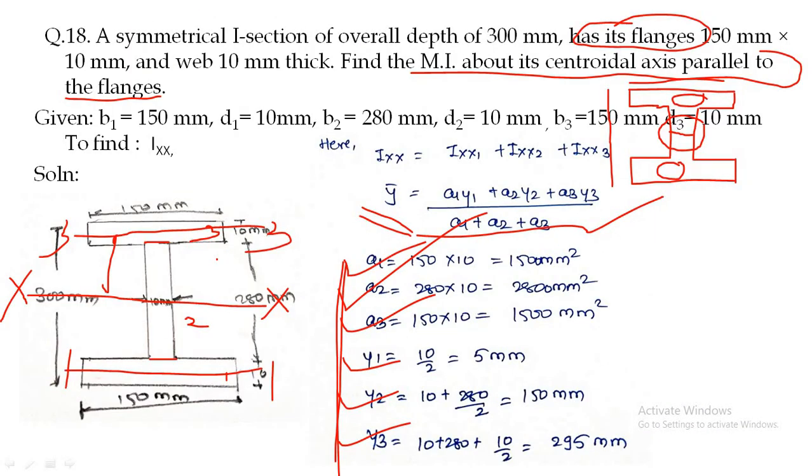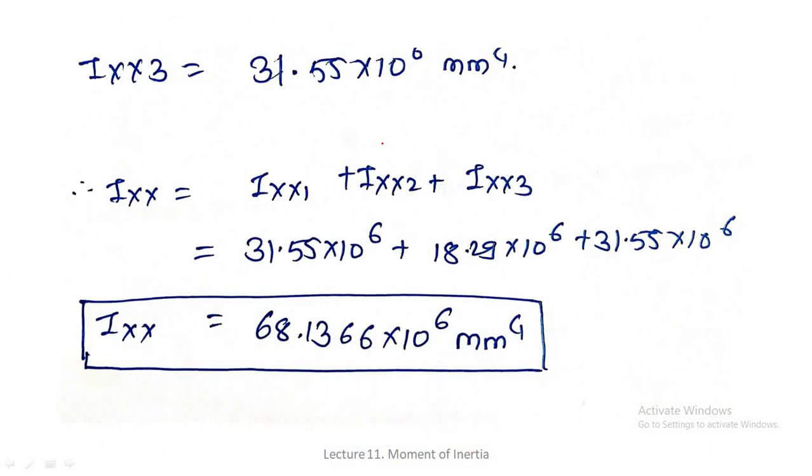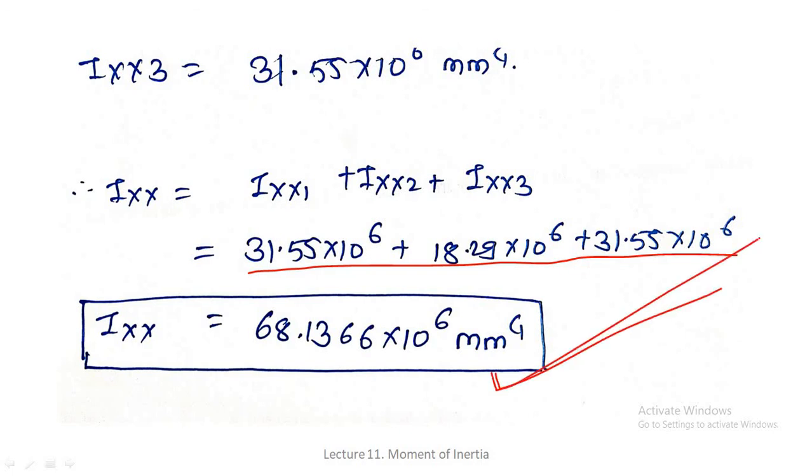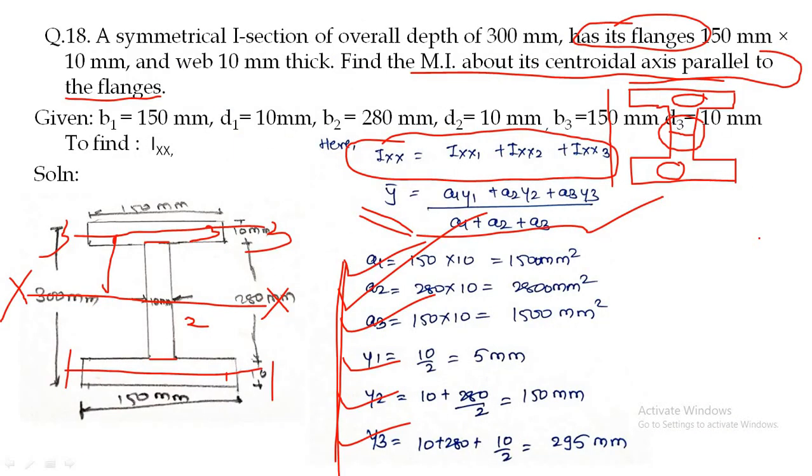Now the final step is to find Ixx. What is the formula to calculate Ixx? Ixx is equal to Ixx1 plus Ixx2 plus Ixx3. Adding all three quantities, Ixx is equal to 31.55 into 10 raised to 6 plus 18.29 into 10 raised to 6 plus 31.55 into 10 raised to 6. Thus, we have Ixx equal to 68.1366 into 10 raised to 6 mm raised to 4. This is our final answer. In this way, we find Ixx for the I section.